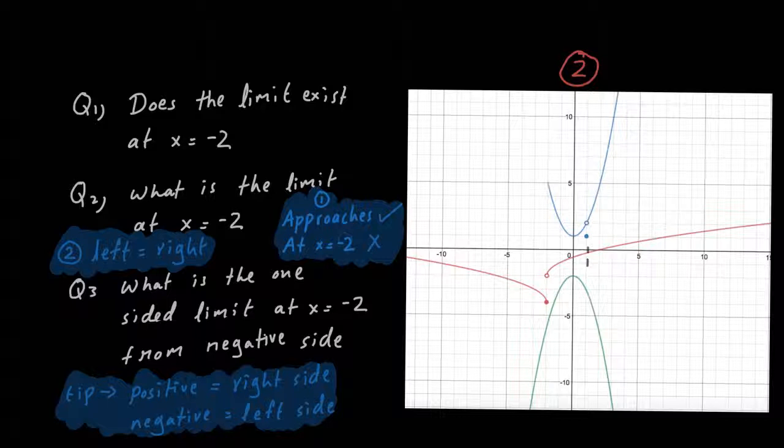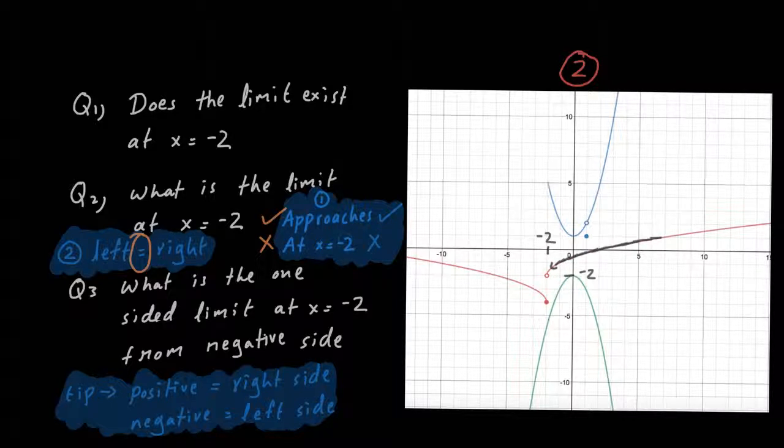Question 1. Does the limit exist at x is equal to minus 2? Rule number 1 is it does not matter what the value of x is at minus 2. And rule number 2 is that the left side limit and the right side limit should approach the same value. So at x is equal to minus 2, if we look at the graph from the right side or the positive side, we can see that it is approaching negative 2.